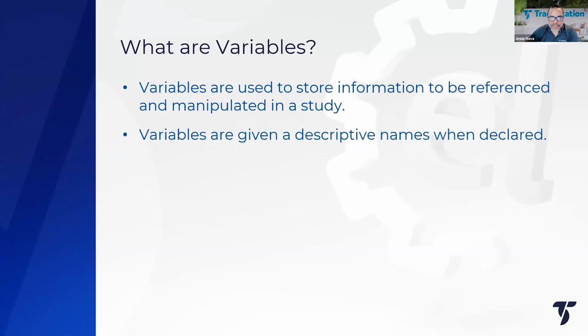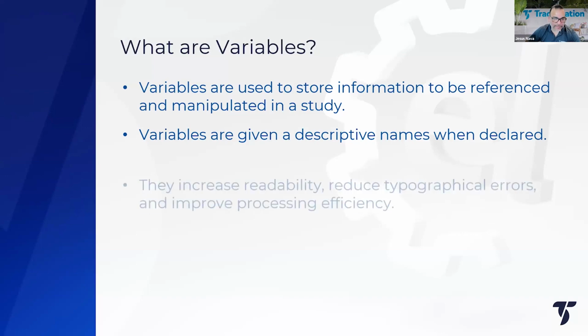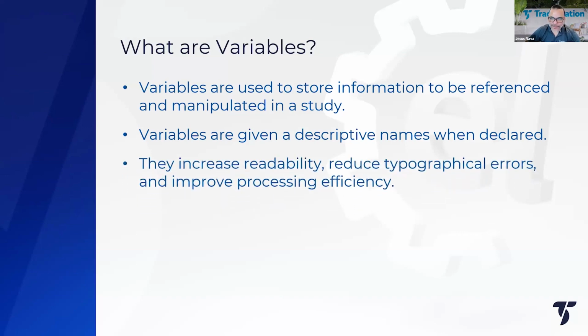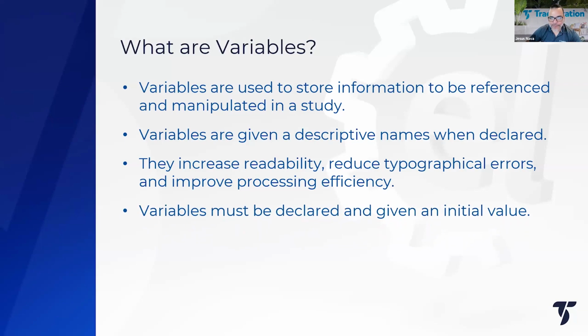So some of the things that are included here: variables are used to store information to be referenced and manipulated in a study. They're given a descriptive name when declared, and they increase readability, reduce typographical errors, especially if you have big formulas that are being stored in these variables. Typing them over and over again increases the chances of you making an error. So if you house them inside of a variable name, it'll be much easier to just reference that complex formula and avoid typographical errors, and of course improves processing efficiency. They must be declared and given an initial value. We're going to get to that in just a moment.